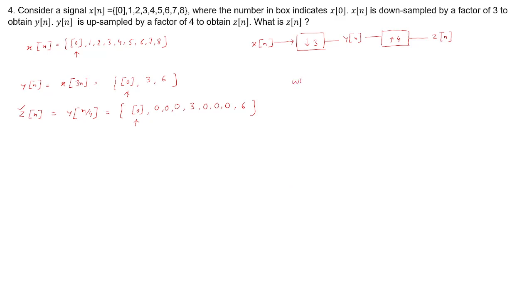So let us try one thing here. What if we have this diagram instead of the earlier one? That is, we do upsampling first and then we perform downsampling. How is the sequence going to be different?